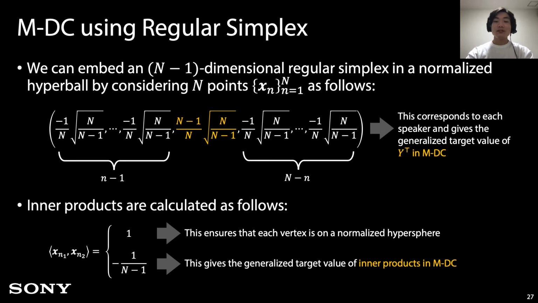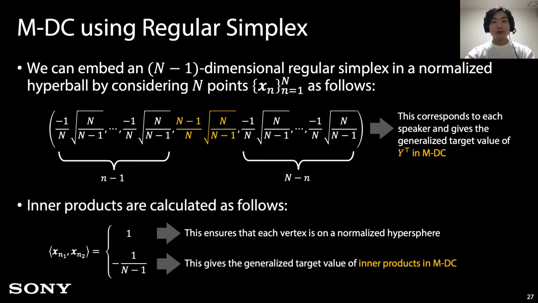Motivated by the above discussion, we consider embedding an n-1 dimensional regular simplex in a normalized hypersphere by considering endpoints, where each point represents a mixed speaker, as follows. This point is represented as a row vector corresponding to each speaker, and giving the generalized target value of the transpose of matrix Y in MDC.